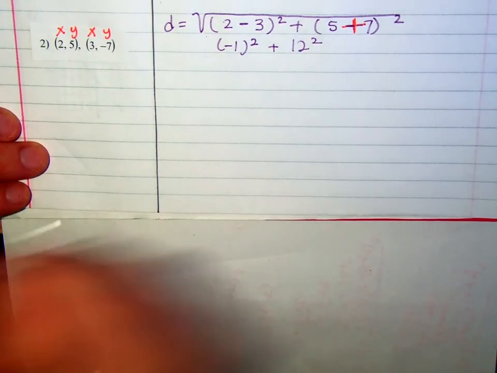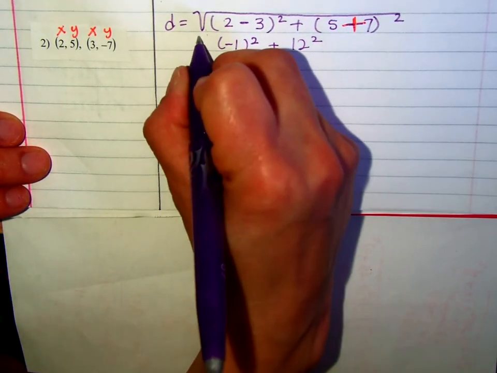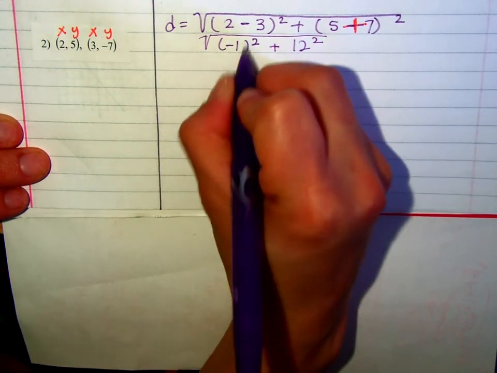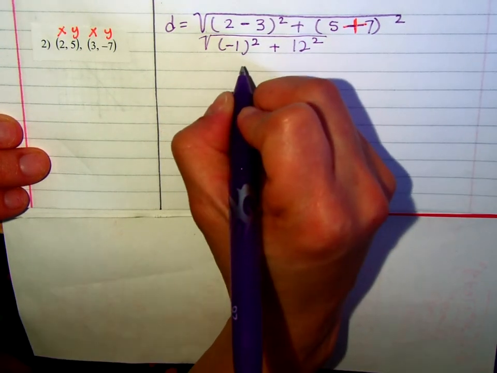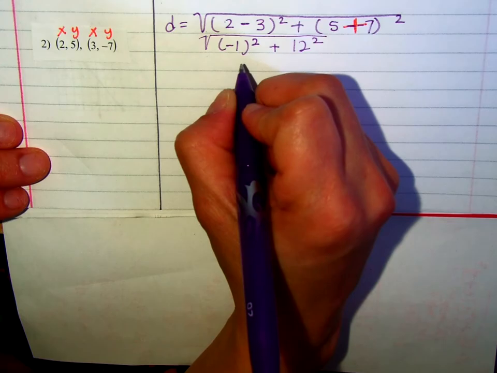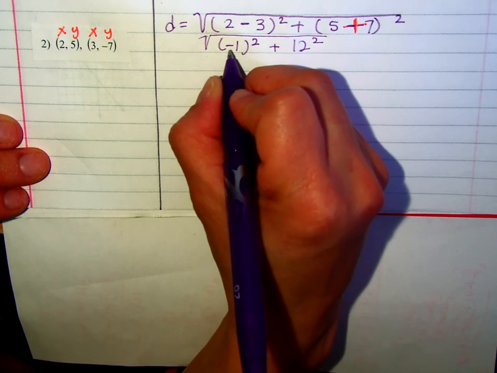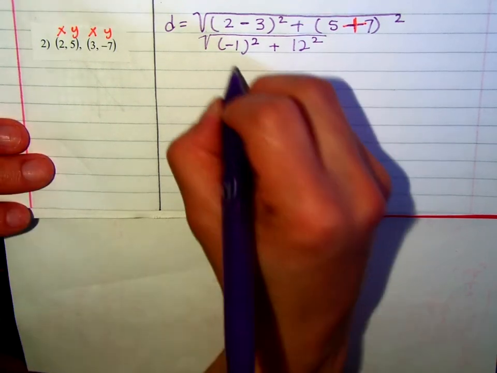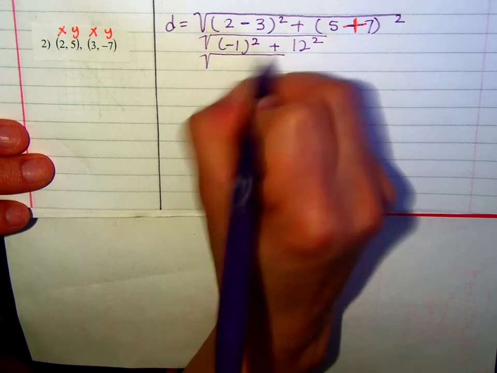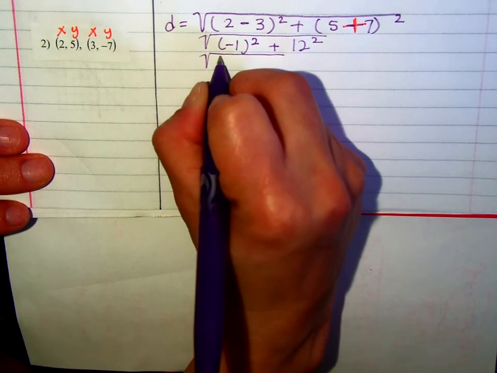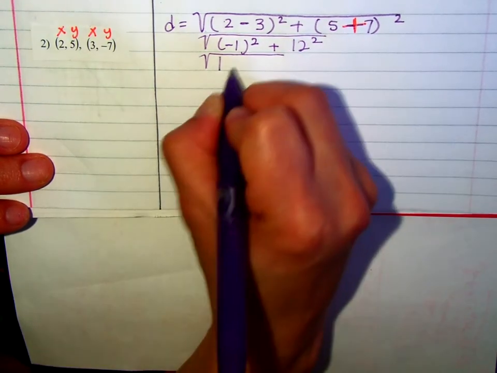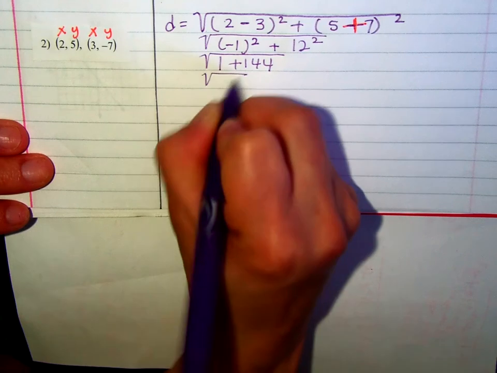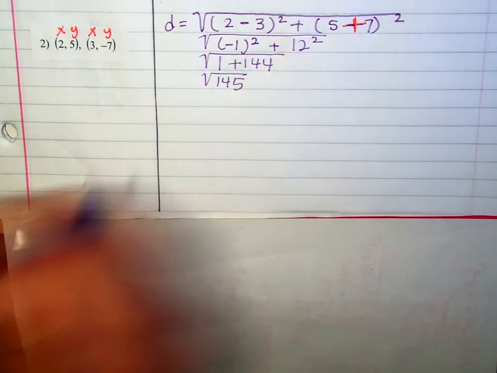Okay. In your calculator, if you type in -1 to the second power, the -1 needs to be in parentheses, otherwise you're going to get a negative answer. And remember, this is a negative number times itself. So negative times negative is positive. So for this particular one, -1 times -1 for me is 1. And 12 times 12 is 144. Add 1 to that, and I'm going to get the square root of 145.